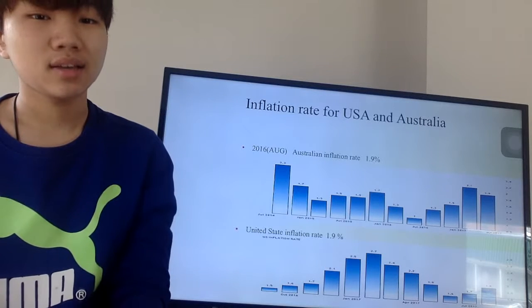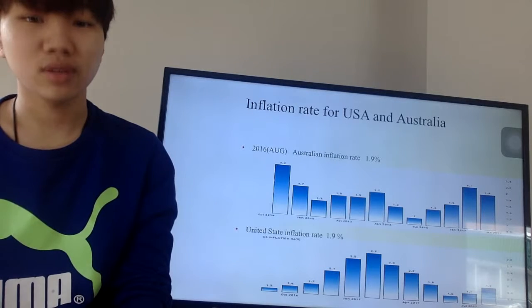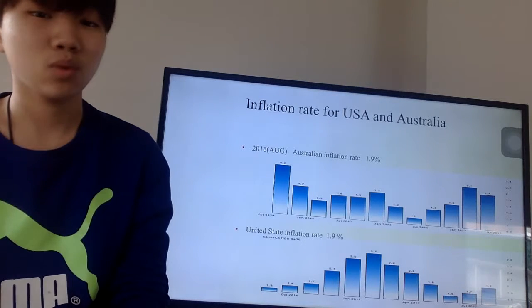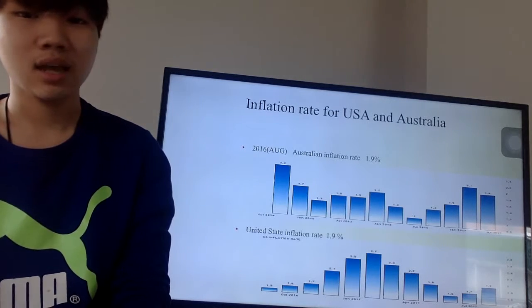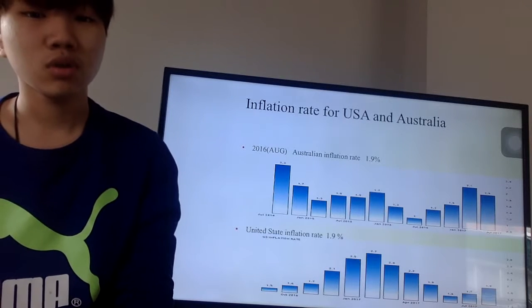Inflation is the rate at which the general level of prices for goods and services is rising, and consequently the purchasing power of the currency is falling. Normally, the central bank will try to limit inflation and avoid deflation in order to keep the economy running smoothly.